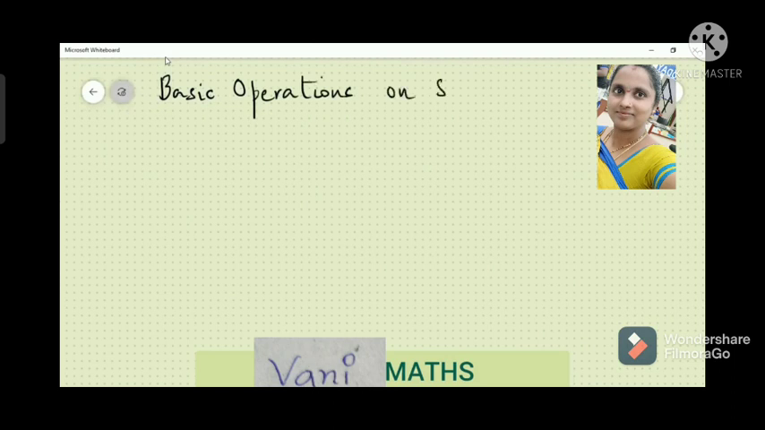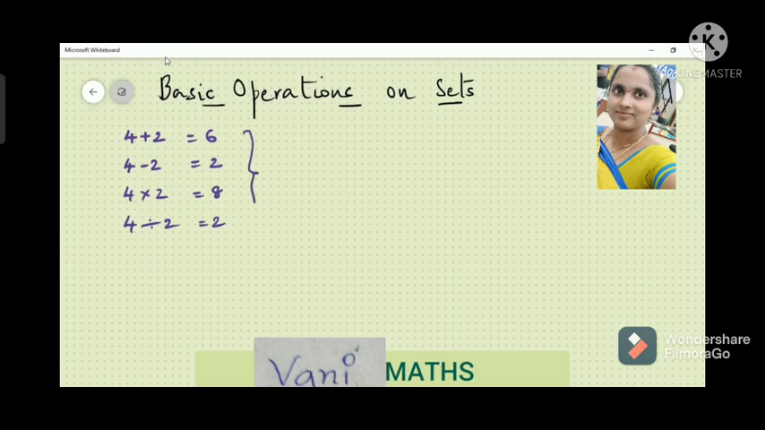Basic operations on sets. Okay, so we have some basic operations on numbers. Let us discuss that, a very simple topic. What is 4 plus 2? That is equal to 6. Addition of two numbers is again a number. What is 4 minus 2? 2. What is 4 into 2? 8. What is 4 divided by 2? That is equal to 2. When we add, subtract, multiply and divide two numbers, we are getting another number.